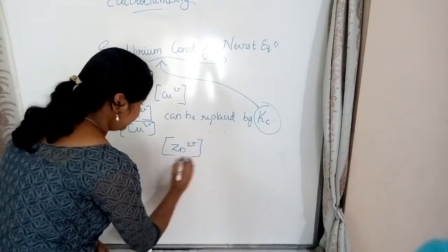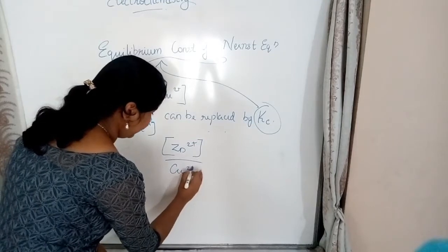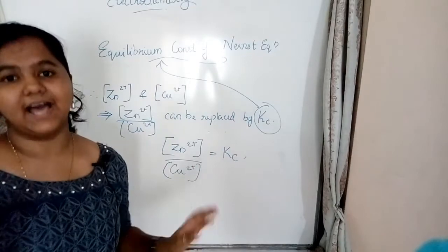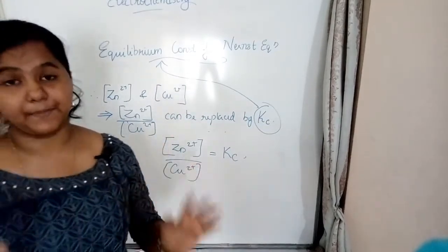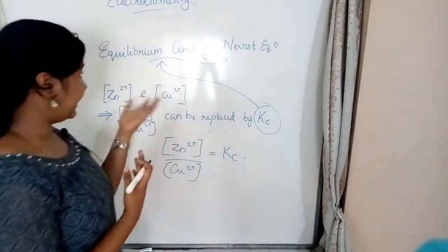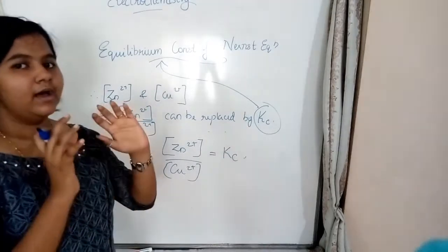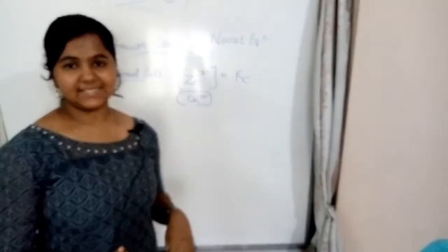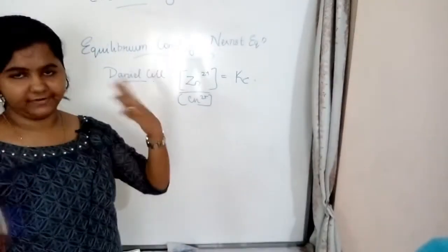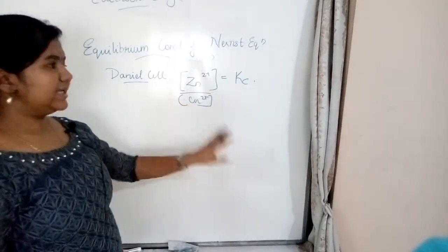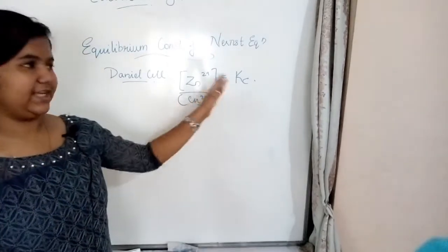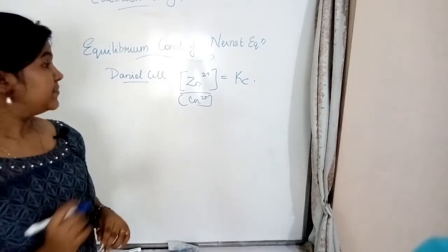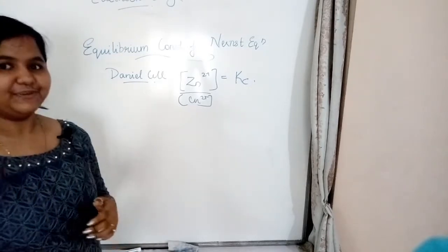[Zn2+]/[Cu2+] is equal to Kc in the case of the Daniell cell. So now we will first represent the Nernst equation for a Daniell cell with the equilibrium constant. So we know that [Zn2+]/[Cu2+] is equal to Kc. That's our equilibrium constant. Now we will write the Nernst equation for a Daniell cell.